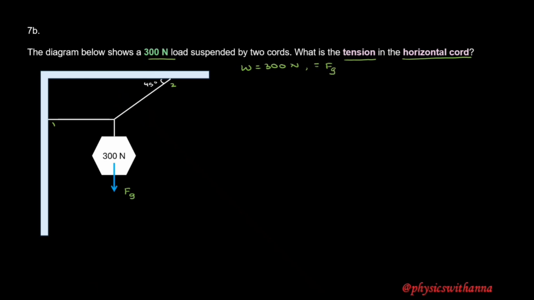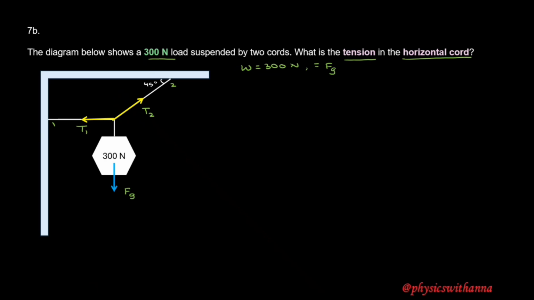Then we have the tension in the cord. So for cord 2, we can show the tension pointing towards the suspension point. I will write this tension as T2. And we do the same thing for cord 1. The tension pointing towards the suspension point, we will call this T1. As we can see from the figure, T1 is along the x-axis, Fg is along the y-axis, whereas T2 is neither on the x-axis nor on the y-axis.